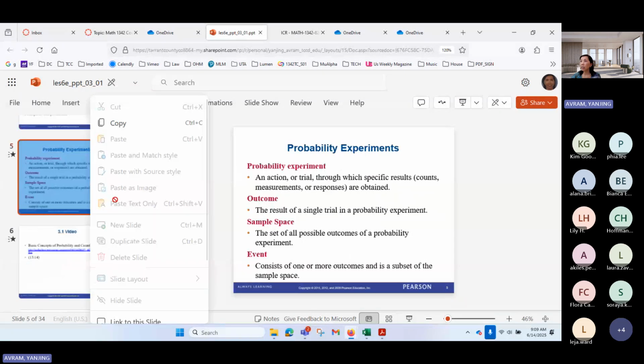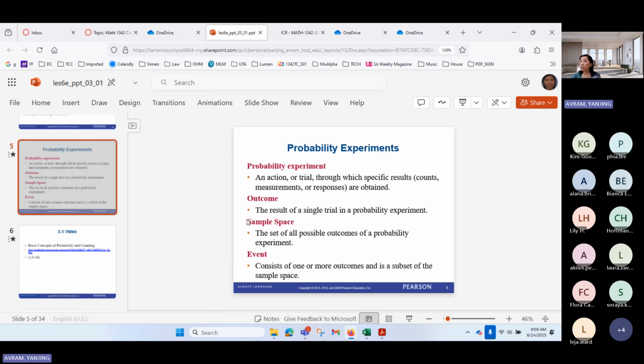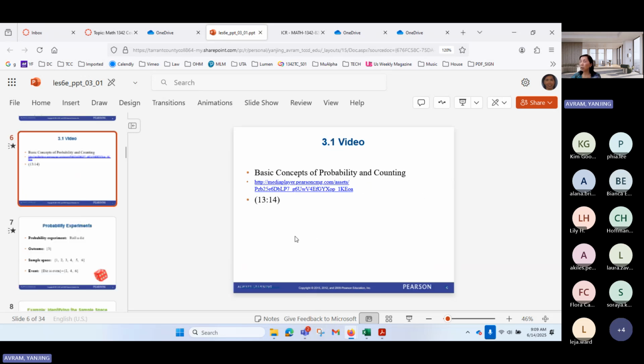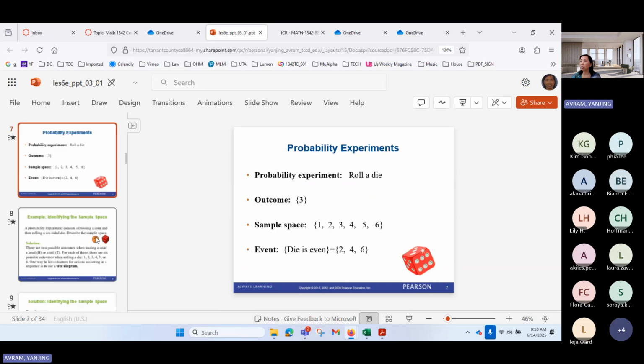You can see all the objectives and the probability experiment. Then you will learn one more new concept called the sample space. So what is the sample space? The sample space is the set of all possible outcomes. An event consists of one or more outcomes, and it's a subset of the sample space. Then you have a chapter video. You can go through the chapter video on your own. I'm not going to play the video here today because all the videos are also embedded in the homework area, so you can do this on your own.